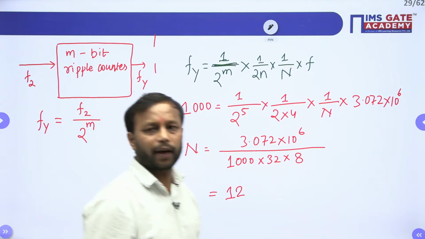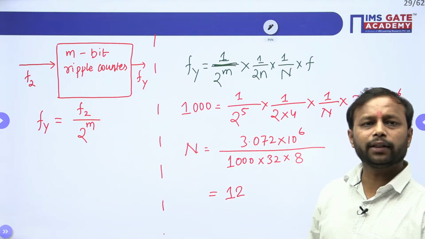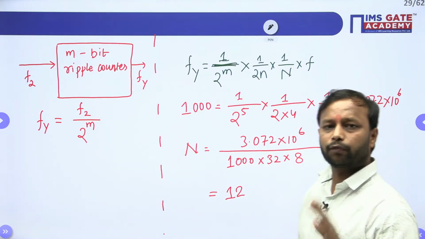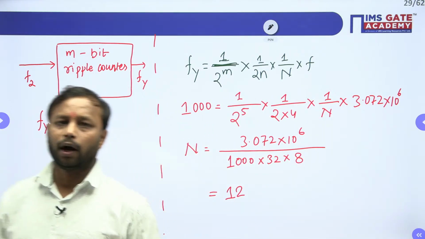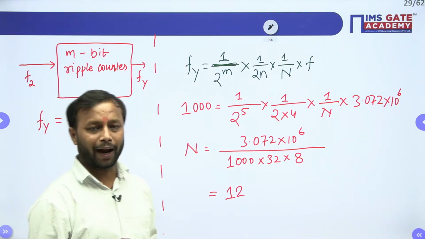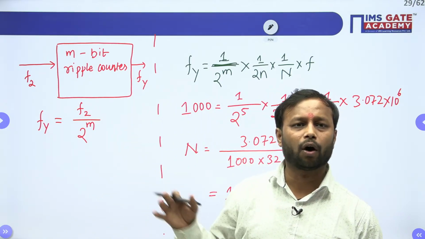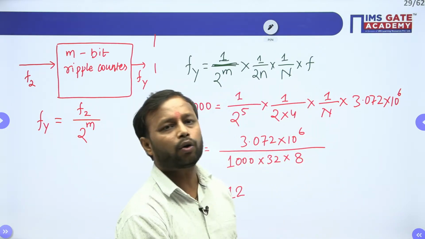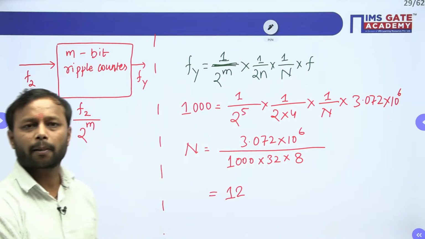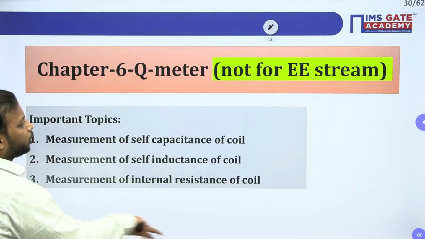Am I clear, my dear friend? Any doubt in this? So the correct answer for this question is 12. So I hope you have liked the question, and definitely some part or some concept of this question you will be going to have in your GATE exam. So moving ahead with the next question.